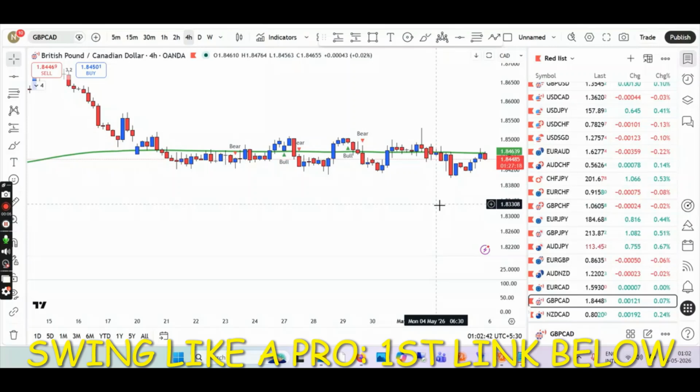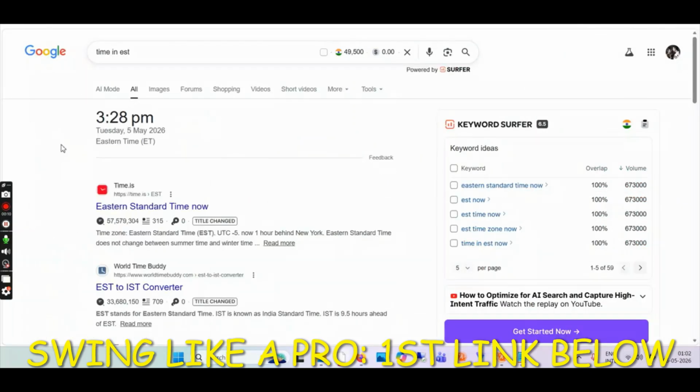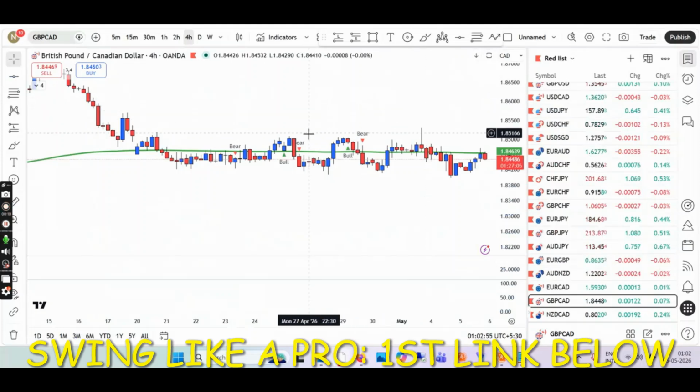So pound against Canadian. Before we talk about anything else, let's check the date and the time right here. So refresh it. Currently, it is 3:32 p.m., Tuesday, 5th of May 2026. That's it. So let's get back to my chart on a 4-hour time frame.